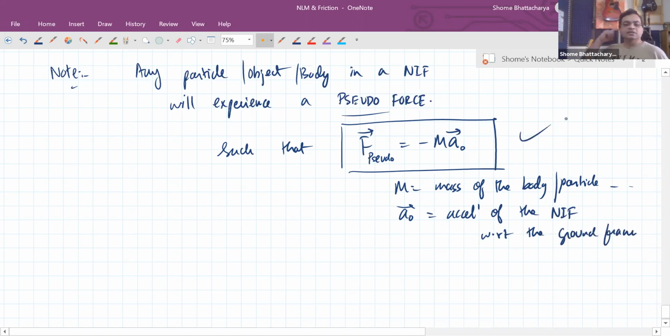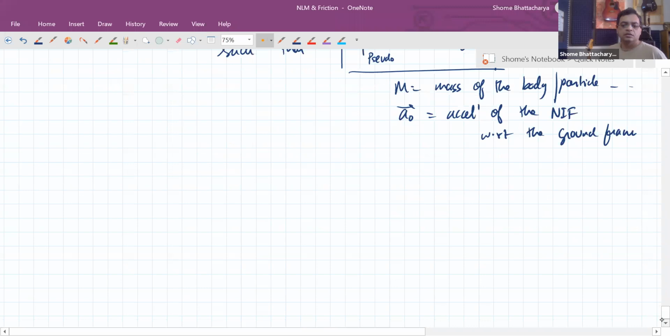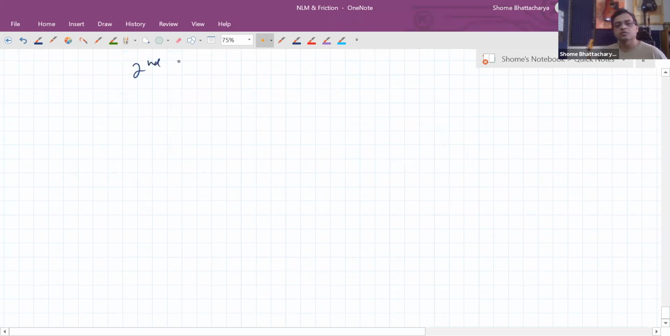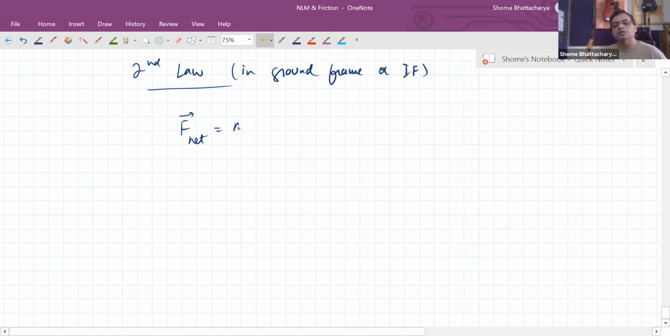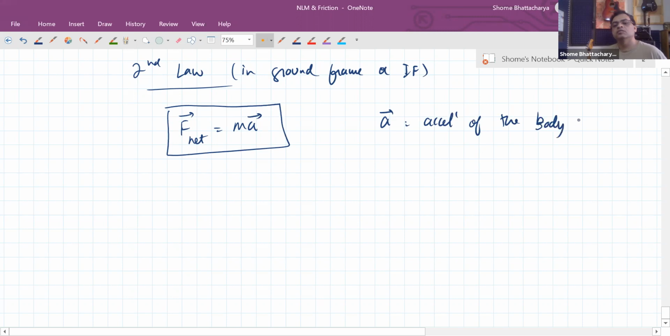Okay. So how do we get this relation? It's very simple, really. If you look at Newton's second law in the ground frame, or inertial frame, for a body of fixed mass, the net force acting on the body is equal to mass into acceleration, where A is the acceleration of the body with respect to the ground. Equation 1.